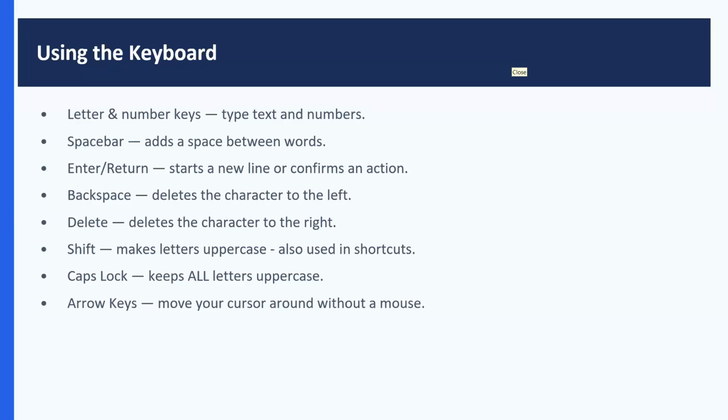And then backspace deletes the character that you just typed. Delete deletes the character that is on the right-hand side. And then shift makes all letters uppercase when you are holding it and another letter. And it is also used in some shortcuts. Caps lock keeps all letters in uppercase when it is on, so you don't need to click shift. And then arrow keys move your cursor around, like the mouse.